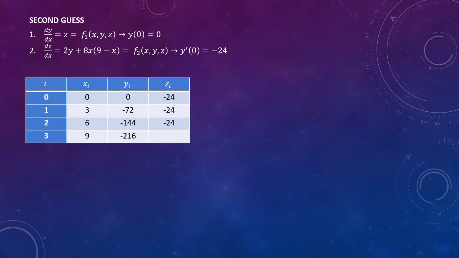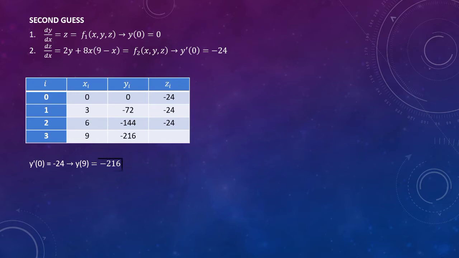After solving, you will probably get this result. With x sub 0, we have 0, y sub 0 is 0, c sub 0 is negative 24. x sub 1 is 3, y sub 1 is negative 72, c sub 1 is negative 24. x sub 2 is 6, y sub 2 is negative 144, c sub 2 is negative 24. For x sub 3, we have 9, and lastly, y sub 3, which is what we are looking for, negative 216.